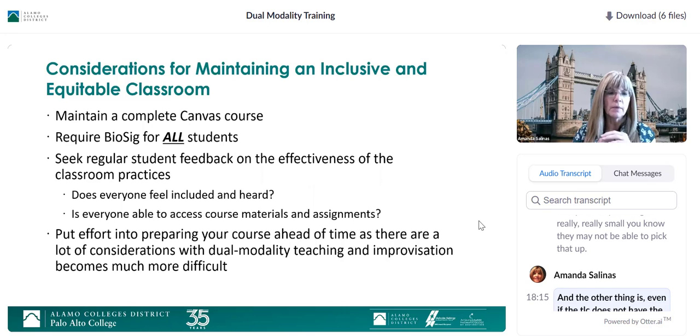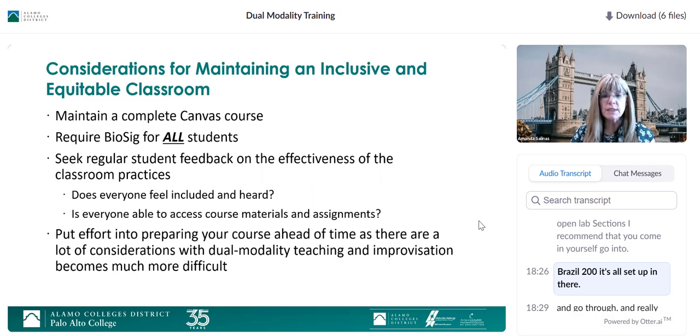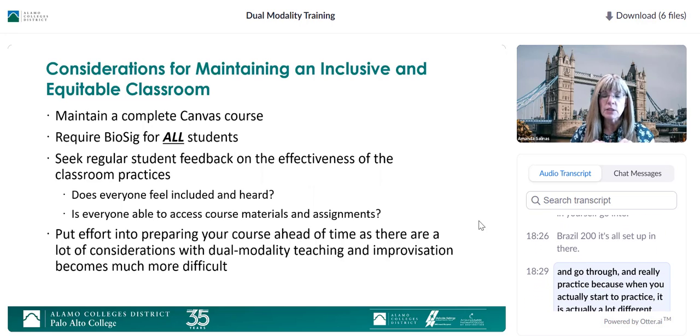And the other thing is, even if the TLC does not have the open lab sections, I recommend that you come in yourself. Go into Brazos 200. It's all set up in there, and go through and really practice, because when you actually start to practice it, it's a lot different than when you're sitting in a session and watching it.